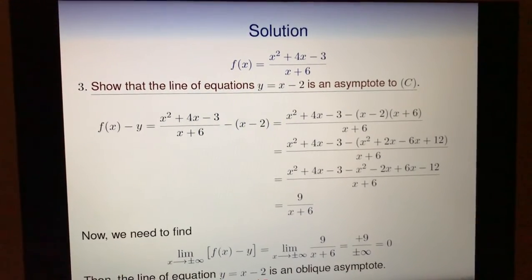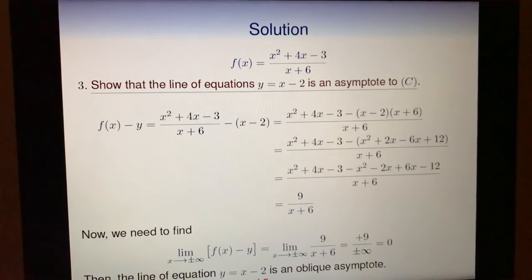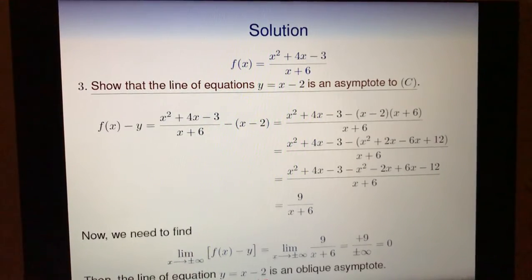Finally, I want you to review these 3 questions and try to solve question 4 and question 5: find the derivative of f, set up the table of variation, and write the equation of the tangent. In the next video, I will do the solution of parts 4 and 5, so try to do them before the next video.